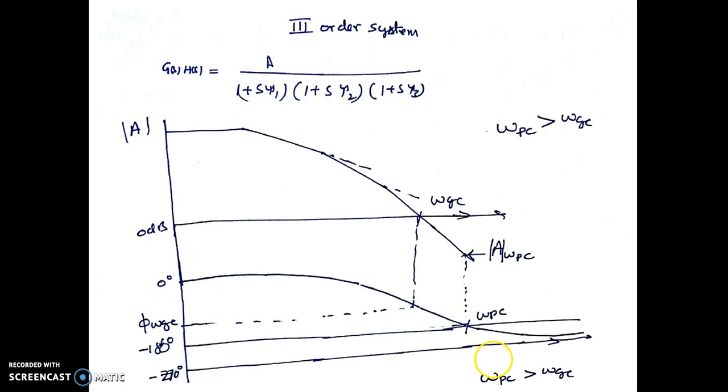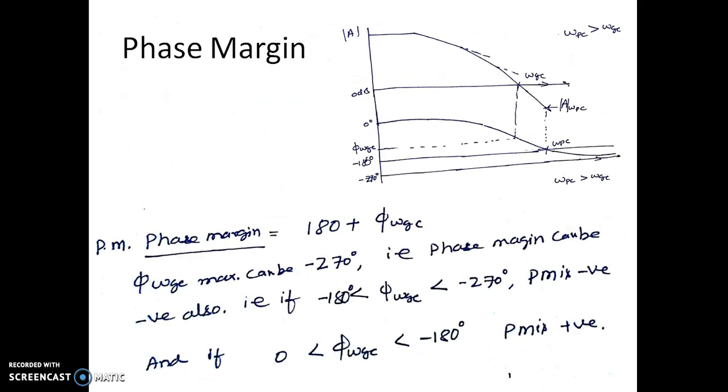In this particular example, omega PC is greater than omega GC, and we define the phase margin to be 180 degrees plus the phase of the system corresponding to omega GC. Here the maximum possible value of phi is minus 270 degrees. If phi of omega GC lies between minus 180 and minus 270, the phase margin becomes negative. And if the phase at the gain crossover frequency is between 0 and minus 180 degrees, then the phase margin is positive.